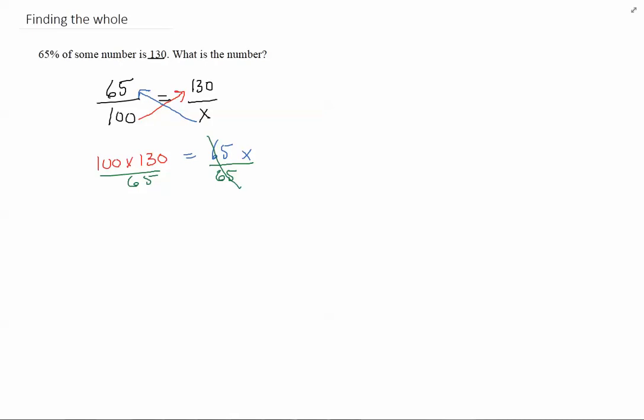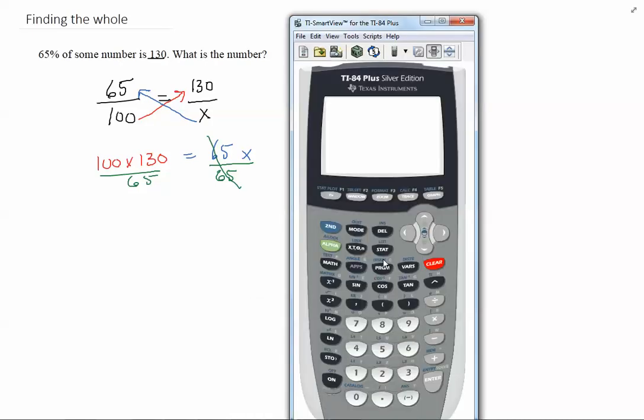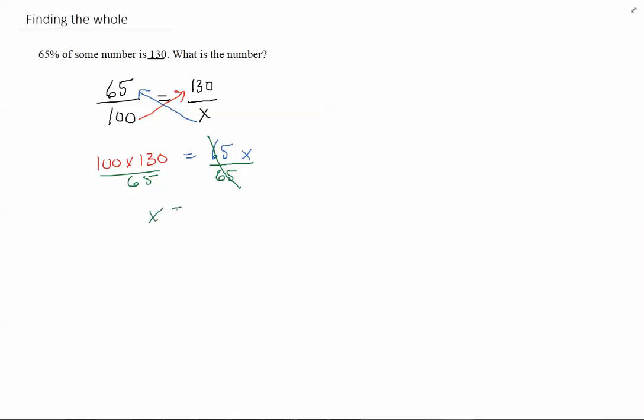And we calculate. Now this is one I can't do in my head, so I'm going to pull out the calculator. We have 100 times 135 divided by 65, and we come out with 207. Our x value is 207. We always finish up with our statement. 65% of 207 is 135.